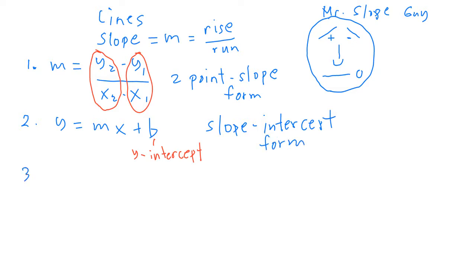Okay, the third one is y minus y1 is equal to m times x minus x1. So you're given one point and a slope. We call this the point slope form. Okay, so these are the only three formulas we need in solving slope problems.